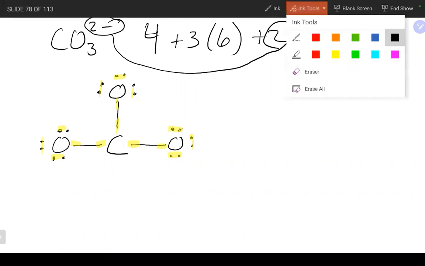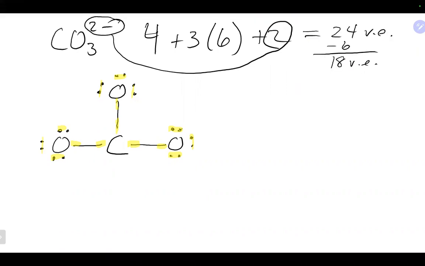Can I double bond the top oxygen and just add the bond? I should not, for the exact same reason. I now have 26 electrons. My oxygen up on top now has 2, 4, 6, 8, 10, which is way too many electrons for oxygen to have.